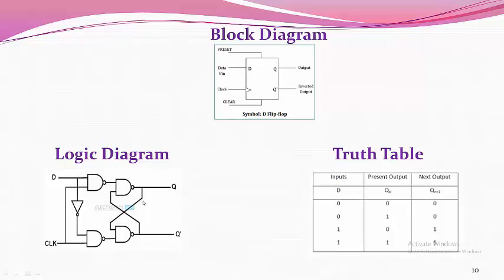Now we will see the truth table of D flip-flop, which has input, present output and next output. Now input has only D. It has two possible values, that is 0 or 1, and for this present output is Q and next output is Q bar. Here, present output and next output, out of this we have to concentrate on the next output.